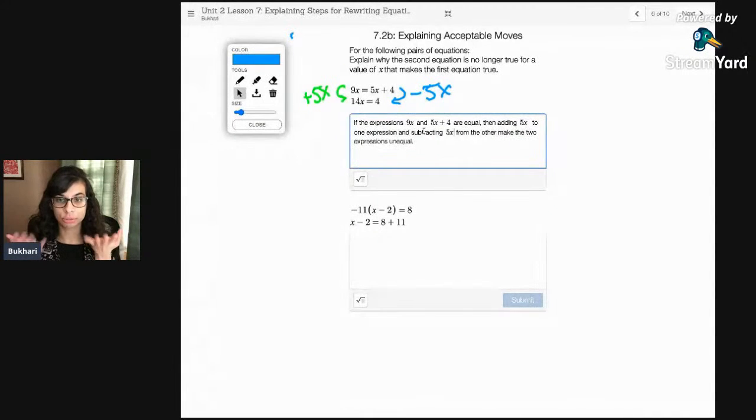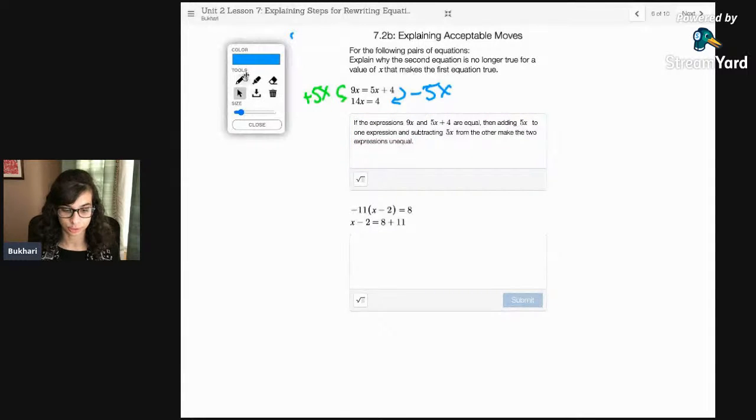If I subtract 5x, I must subtract 5x from the other side. And so see what you can do about the second part of that. Look at this expression. What are you doing here that creates a false equation? Right here, we added 5x on the left side, but subtracted 5x from the right side, and therefore the two expressions are unequal.